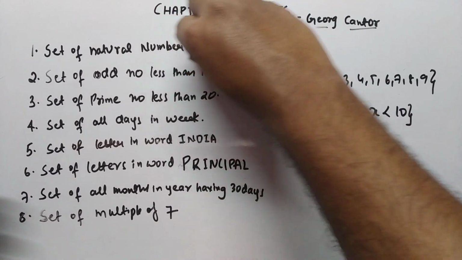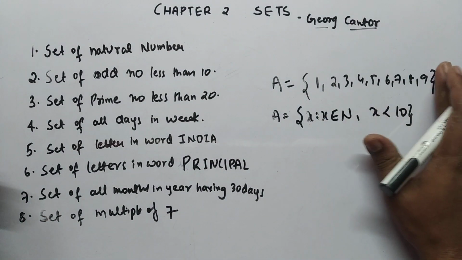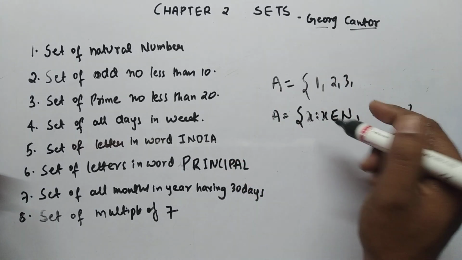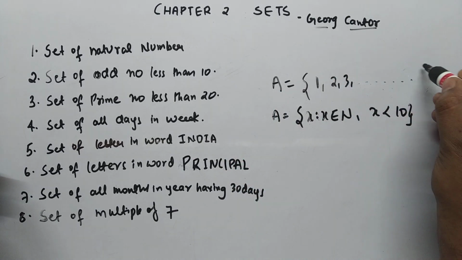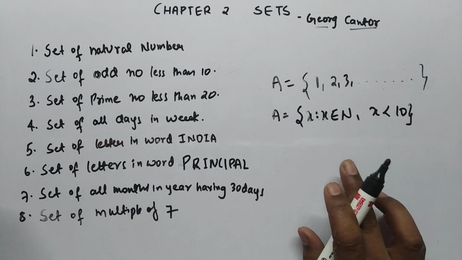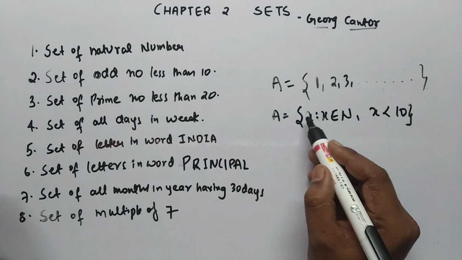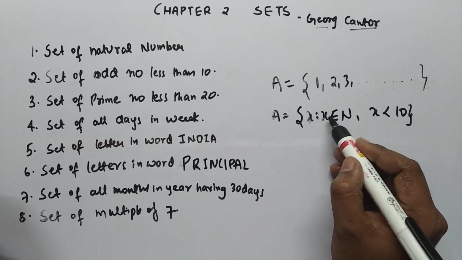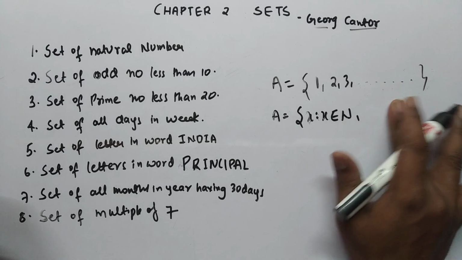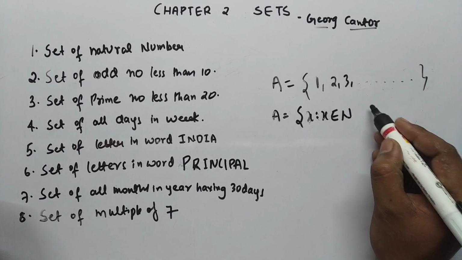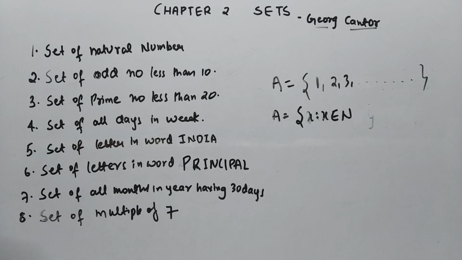Suppose you are asked to write just the set of natural numbers. Then you can represent it as A is 1, 2, 3, 4, 5, dot dot dot, because this is an infinite set. In set builder form, A is the set of x where x belongs to natural numbers. This is roster form and set builder form. Next, let's go to the second question.